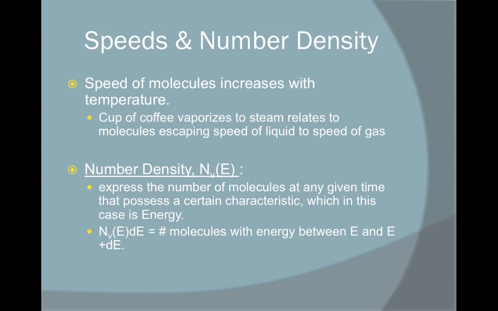At a given time, the number of molecules possessing a certain property, such as energy, can be expressed by this thing called number density. This is what Boltzmann created. It has to follow the property that the number of molecules having energies ranging from E to E plus delta E is equal to the number density times a change in energy.